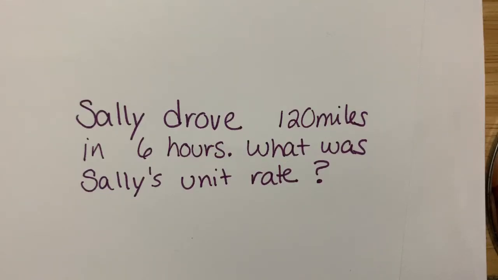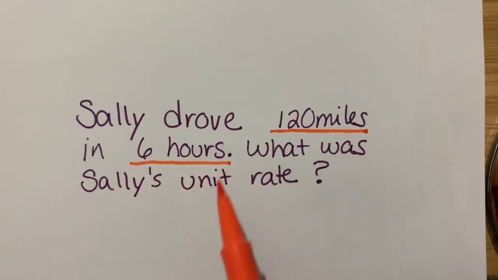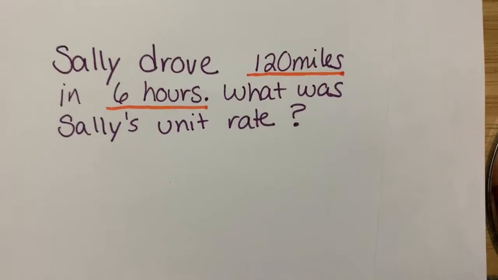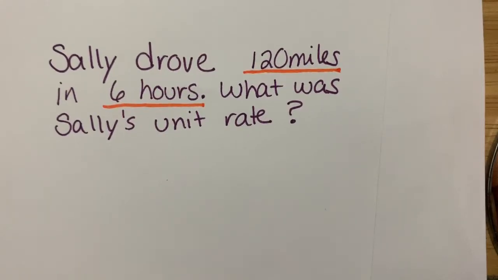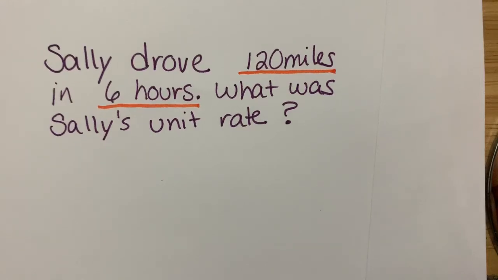What was Sally's unit rate? Before we determine the unit rate, we're going to take the information in our problem and create a diagram and a picture to help us find the solution. So we know that she drove 120 miles in 6 hours. If I represent what I already know about Sally and what she drove, then I can represent it with a picture.